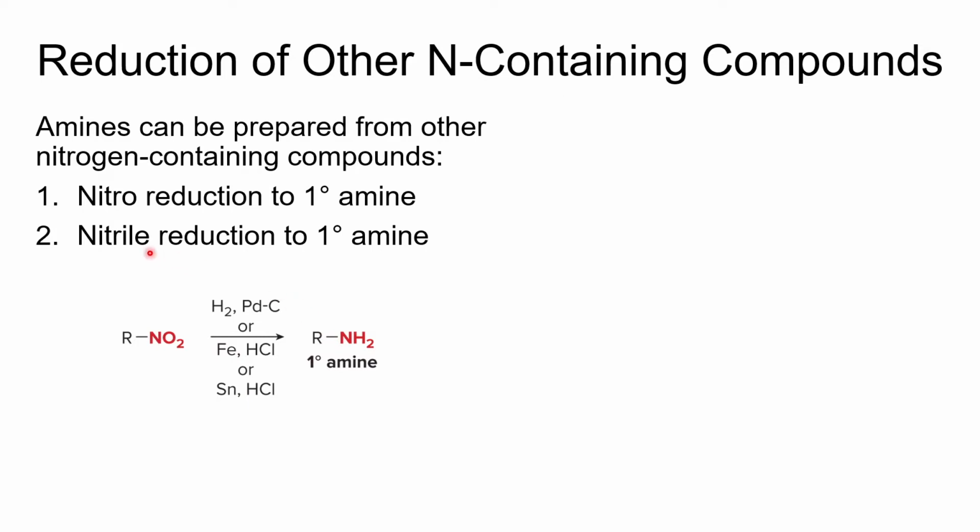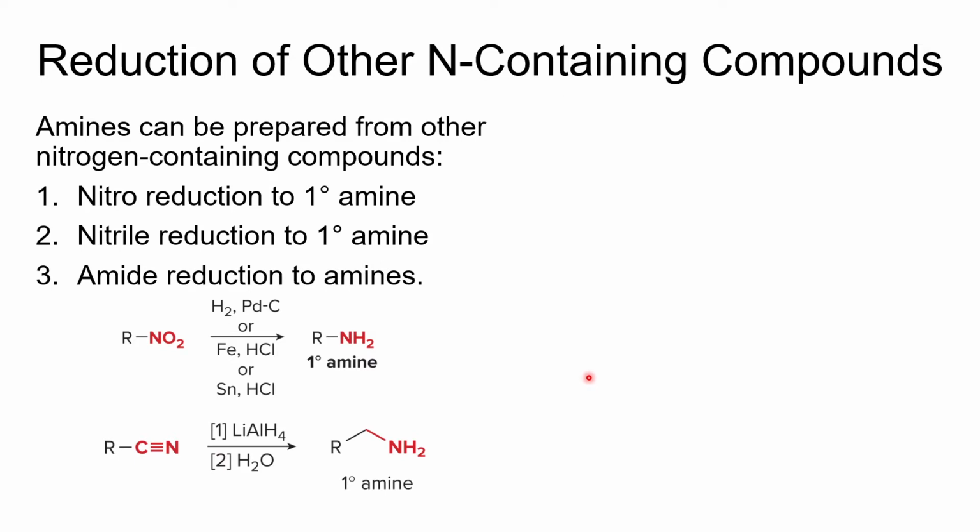You can also use a nitrile to make a primary amine. And we talked about this one earlier when we looked at the chapter on nitriles. We can use lithium aluminum hydride followed by water, and that will stop and give us a primary amine. Very useful way to make primary amines, since nitriles are relatively easy to make, I will say.